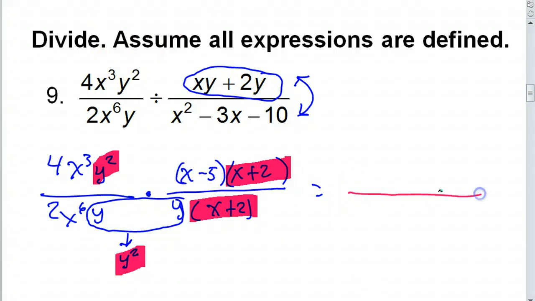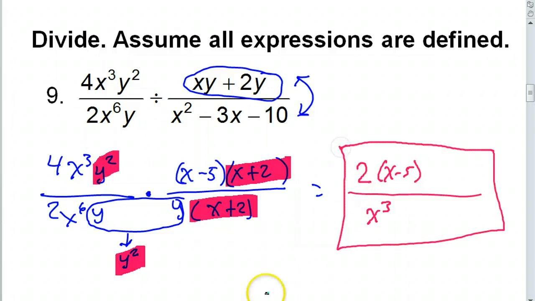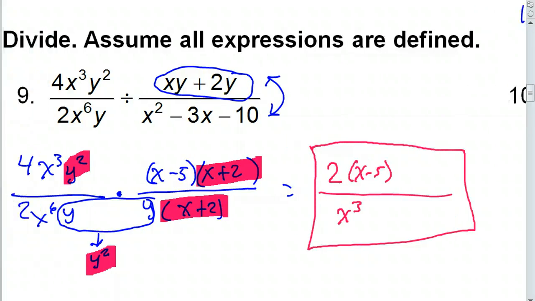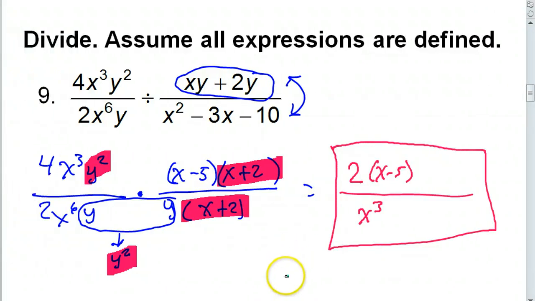So I'm going to switch to this color. So let's just go in order. So we have 4 divided by 2, which is 2 over 1. So I'll just put a 2 for now. And the x's, how many x's will be left? 3, right? These 3 x's will cancel out 3. So I'm going to put my x to the 3rd power in the denominator. Now the y's are gone. And then we'll have our x minus 5 in the numerator. So that's the answer.